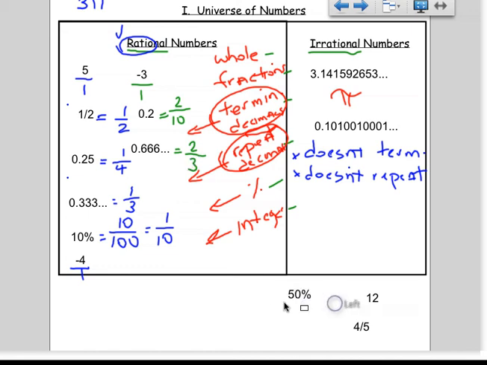The next one, 50%, is a rational number because that, again, can be written as a ratio, 50 over 100. Next one, 4/5, is a rational number because it already is a ratio. And that last one, 12, is a rational number because 12 can be written as a ratio, 12 over 1. They were all rational numbers.